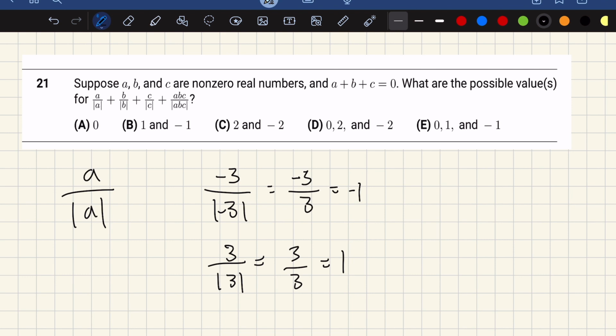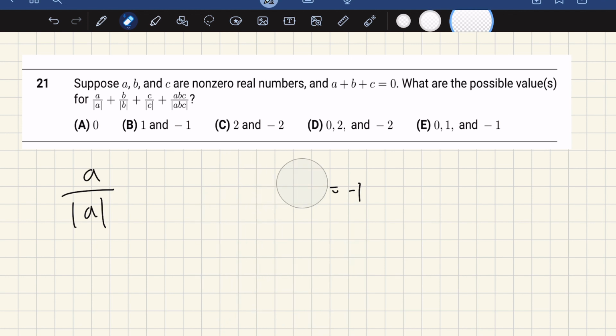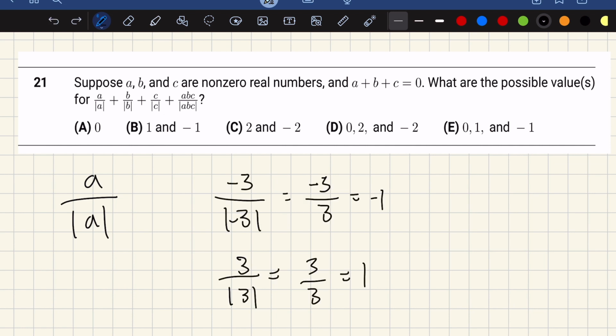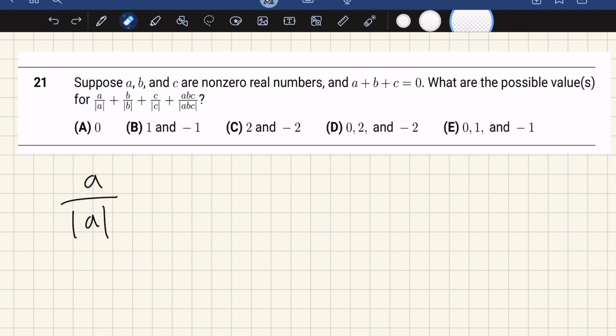So clearly, when you divide something by its modulus, you just get the sign. If you divide a positive number by its modulus, you get 1. If you divide a negative number by its modulus, you get negative 1. All right? So that's what these three things here are doing. It's just a series of ones or negative ones. And likewise for this thing at the end.